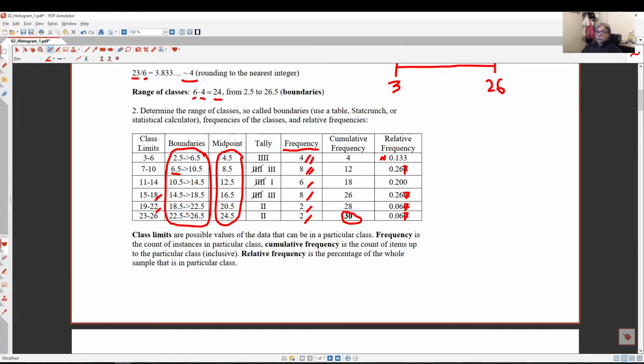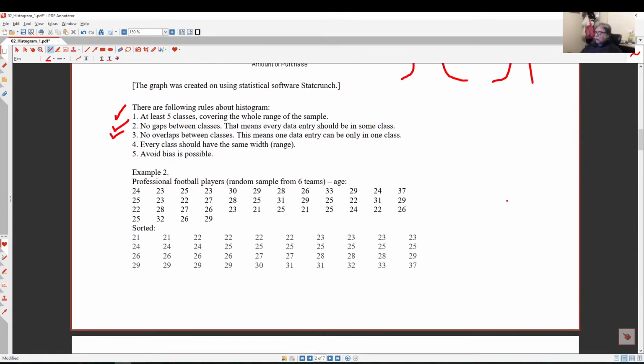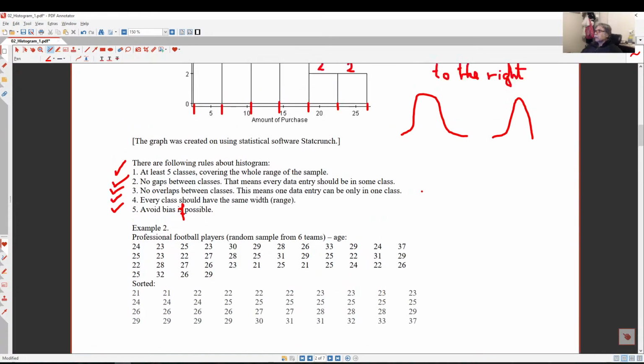You could go vice versa. Instead of left in and right out, you could choose left out and right in, but you have to be careful. So this is a typical choice. Every class should have the same width, as in our histogram, that would be 4, and you should avoid bias if possible.